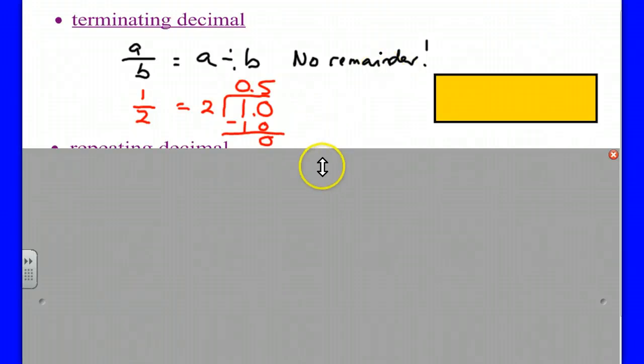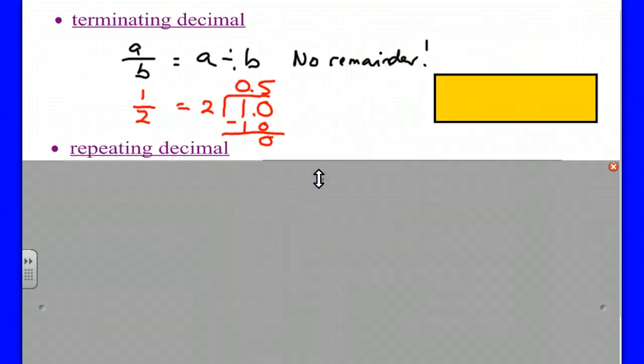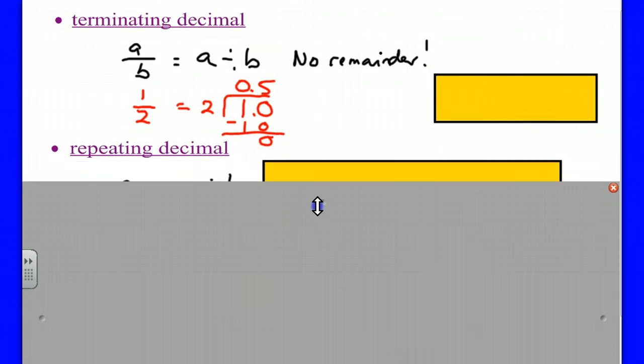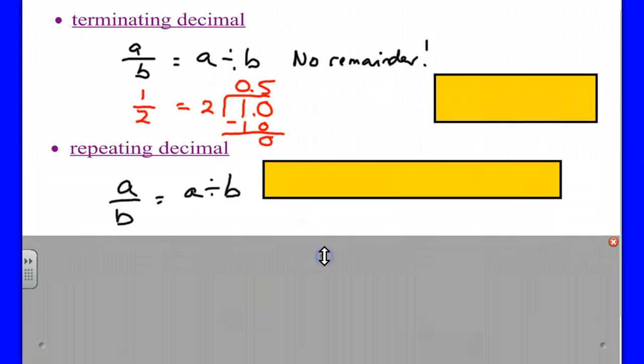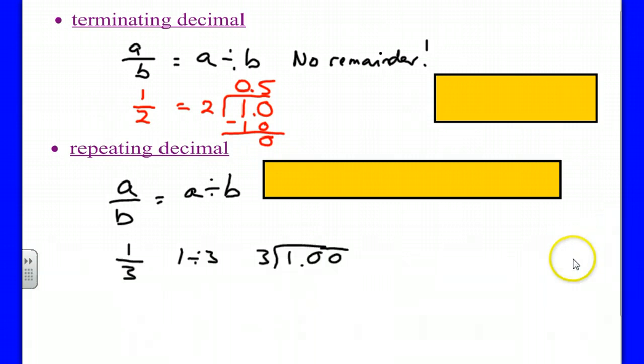The other type of rational number is a repeating number, repeating decimal, which are kind of fun. So when we go and look at these, again, they are a number divided by another number, but rather than a remainder, let's see what happens. So 1/3 is a simple example of this type of number. 1 is being divided by 3. So we're gonna go try some long division with this.